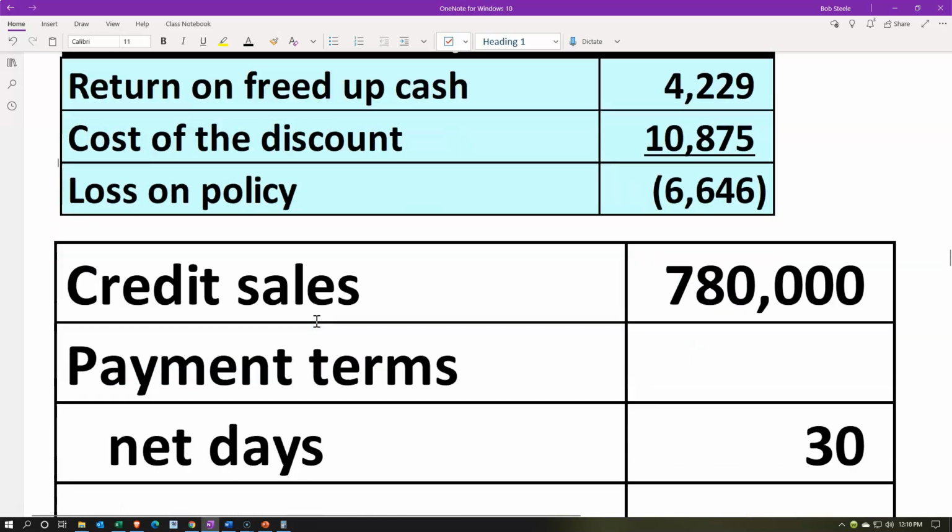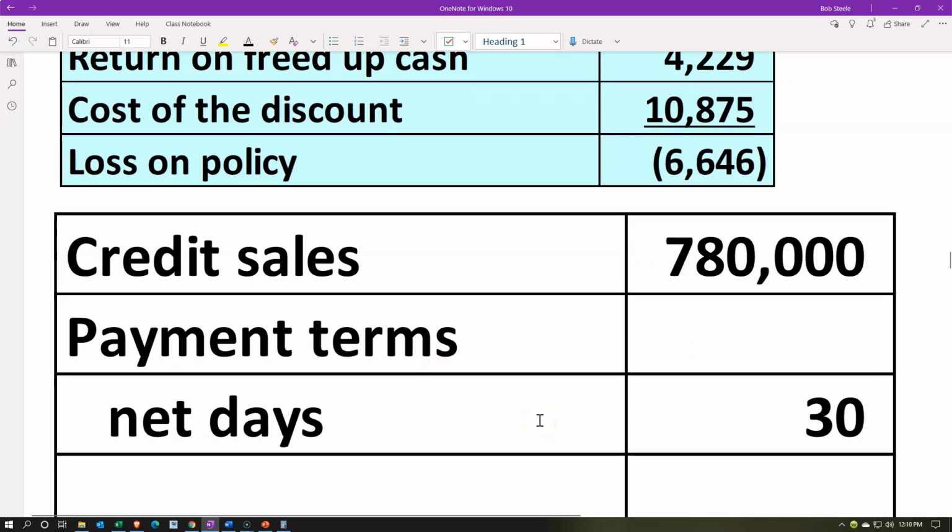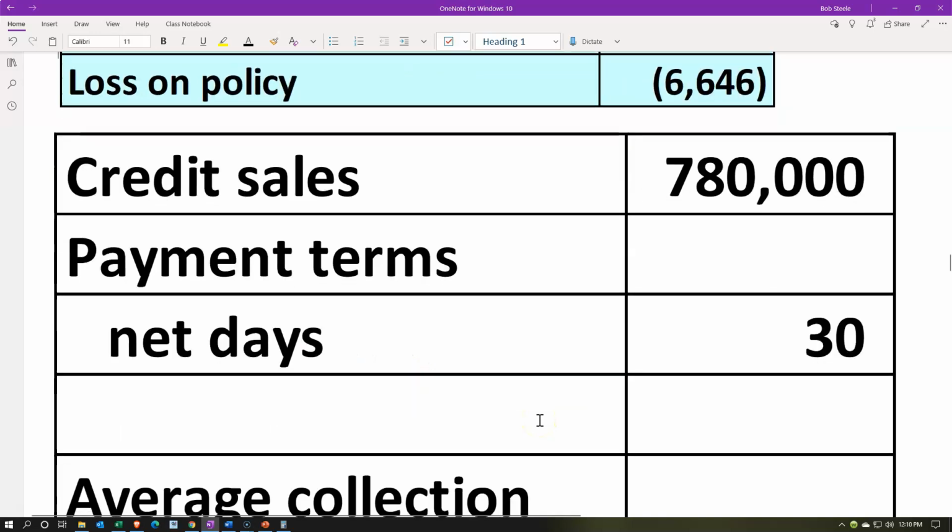Let's take a couple of those factors into consideration with our second practice problem. So we're going to say the credit sales are $780,000 this time.